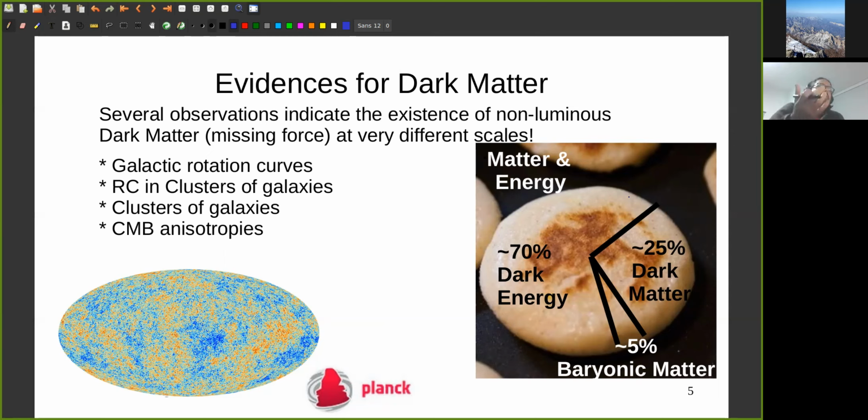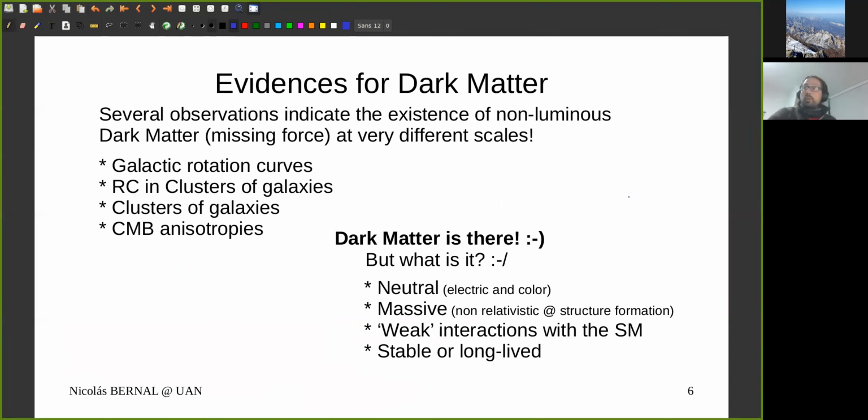Okay, so I don't think I have to spend much time trying to convince you about the existence of dark matter and the importance of dark matter. We know that dark matter is there, but we don't know, however, what it is. However, we know some properties that it has to have. For instance, it has to be neutral, meaning it cannot have an electric or color charge. It has to be massive in the sense that it has to be non-relativistic at the moment of structure formation.